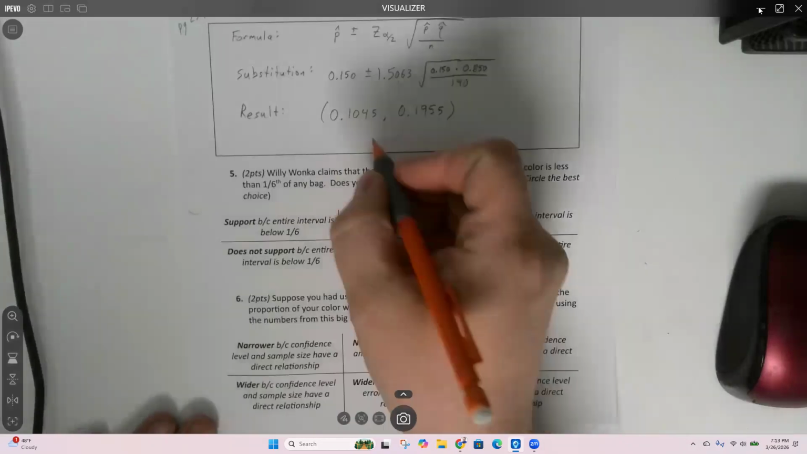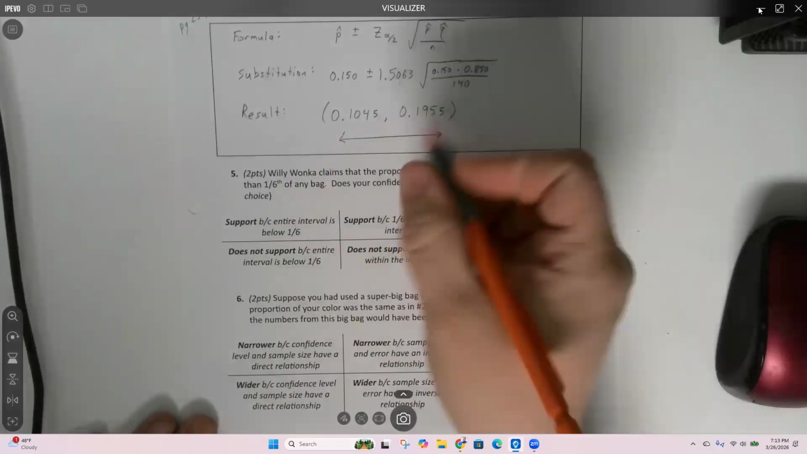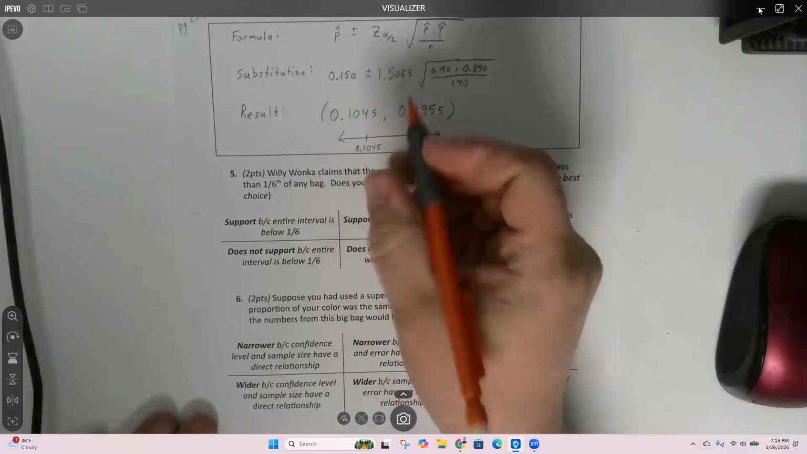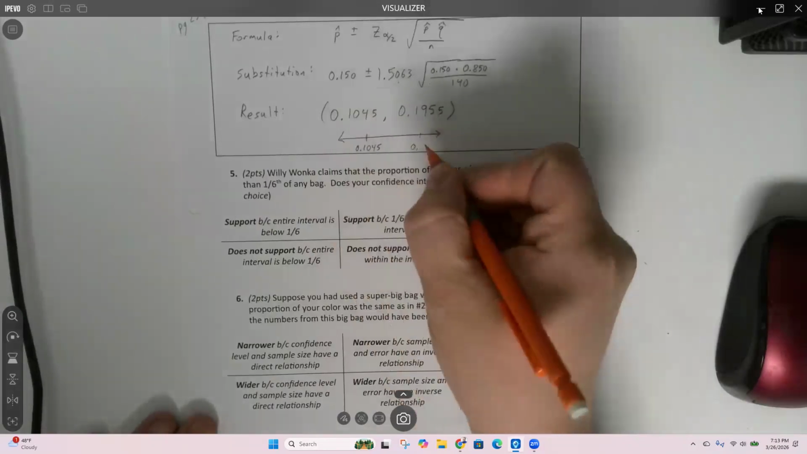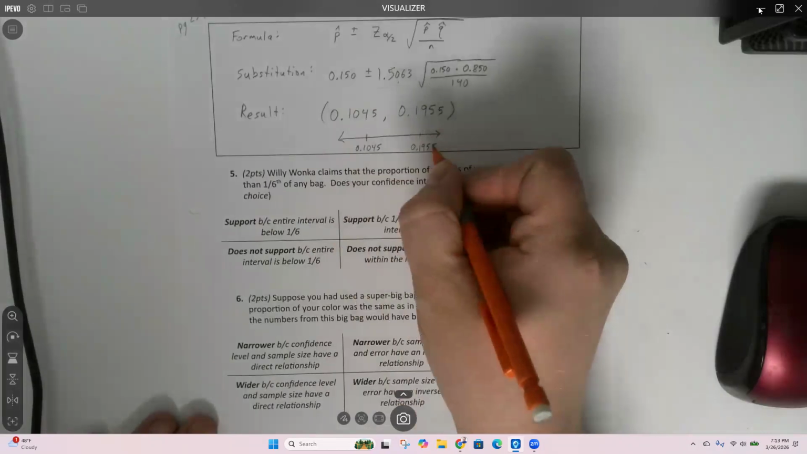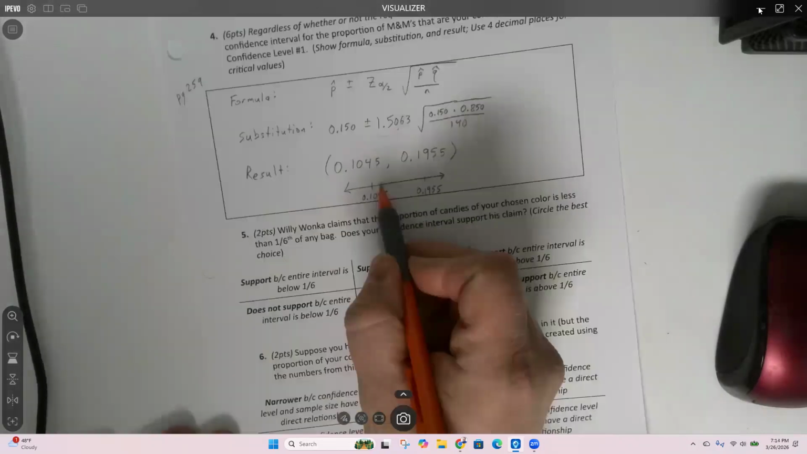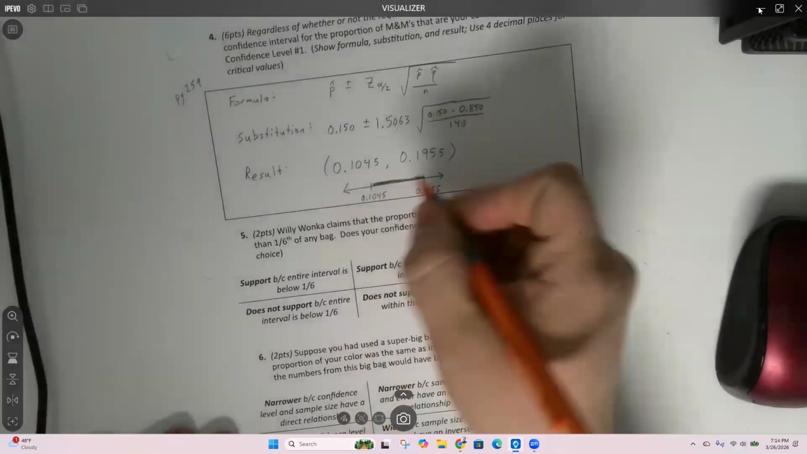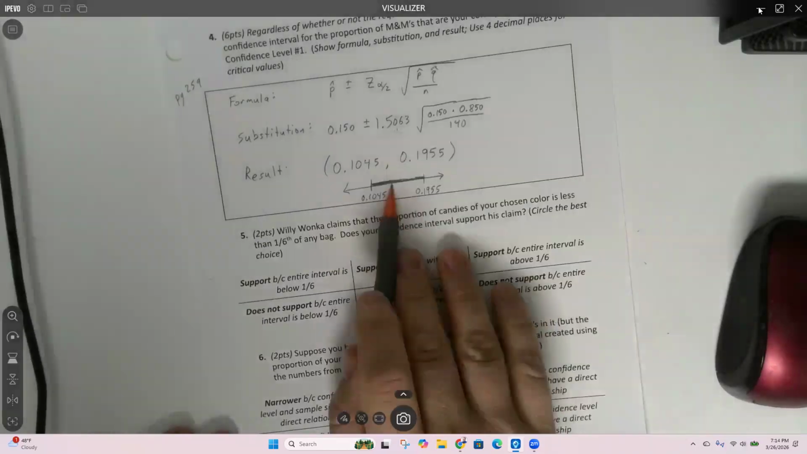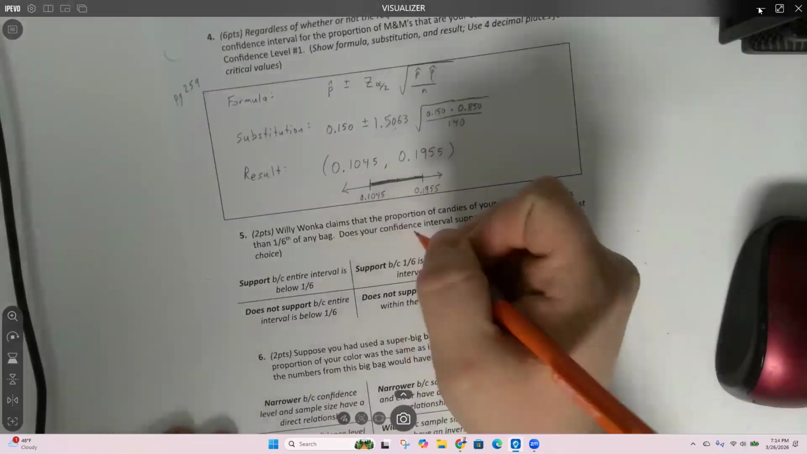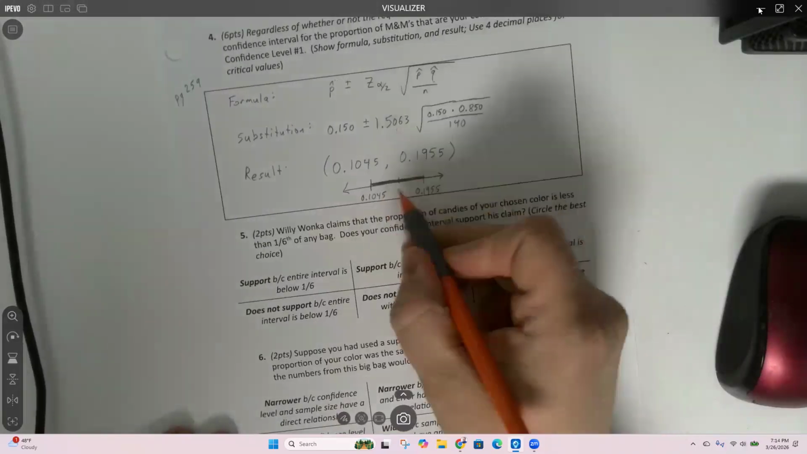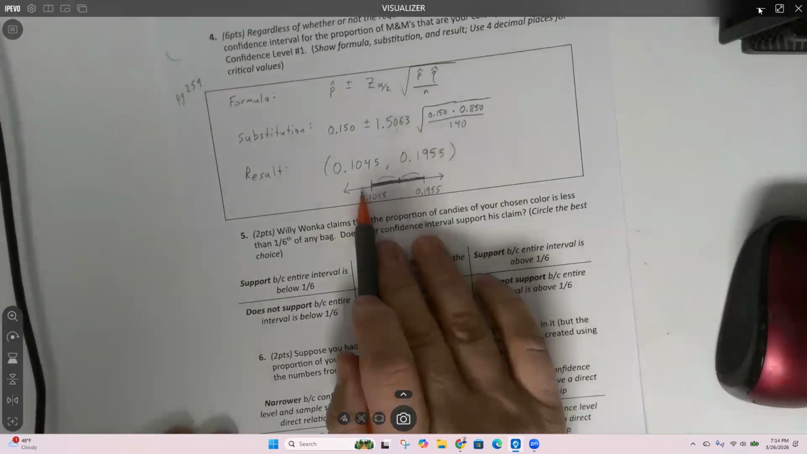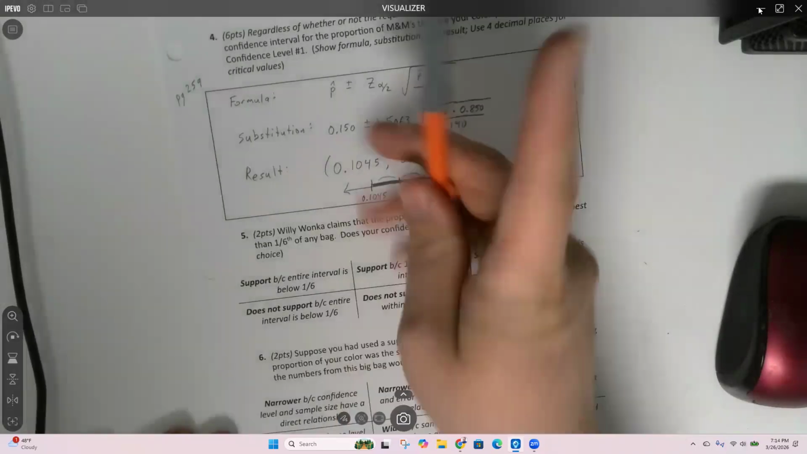Well, you don't need to draw a number line, but it helps me visualize it. So here's my x-axis or your number line or whatever. I am 86% confident that the true percent of blue M&Ms is somewhere in this range. 0.15, that is my p hat. That's dead in the middle. This is my error and this is my error. So if I add my error or subtract my error, I get my lower limit and my upper limit.